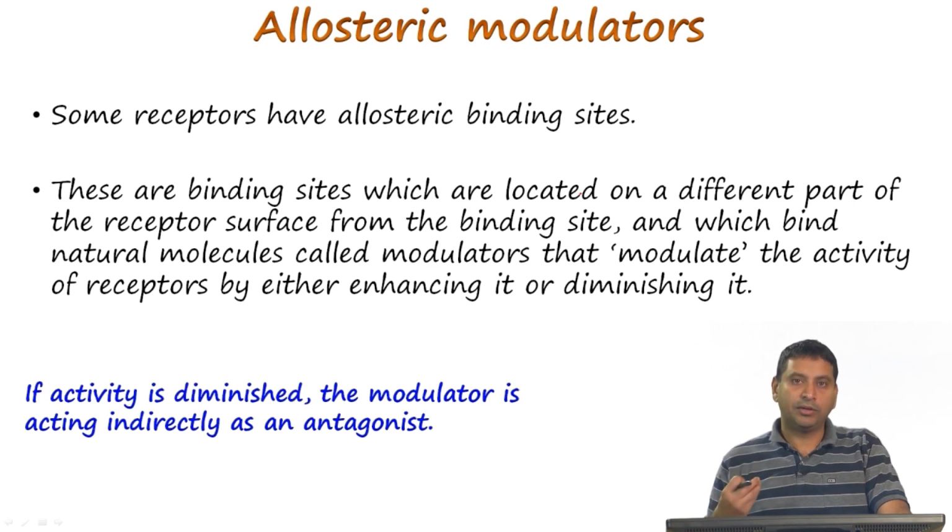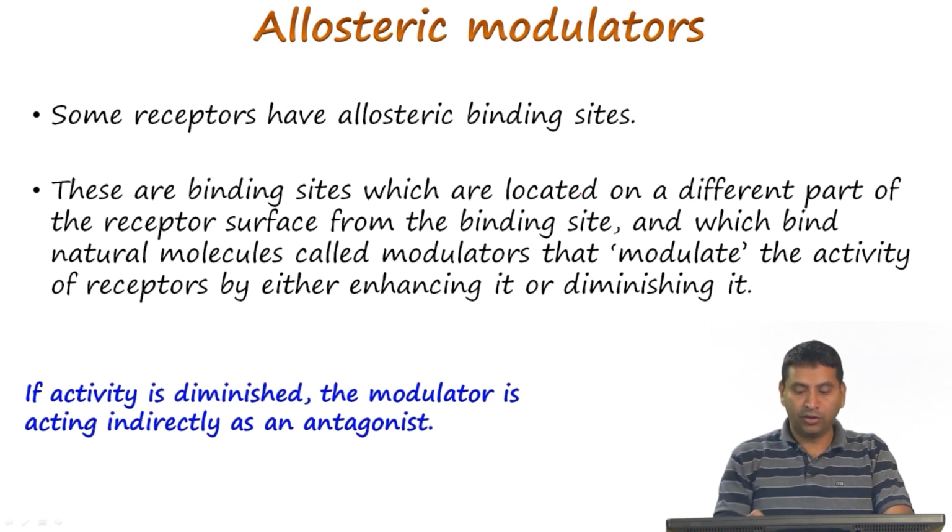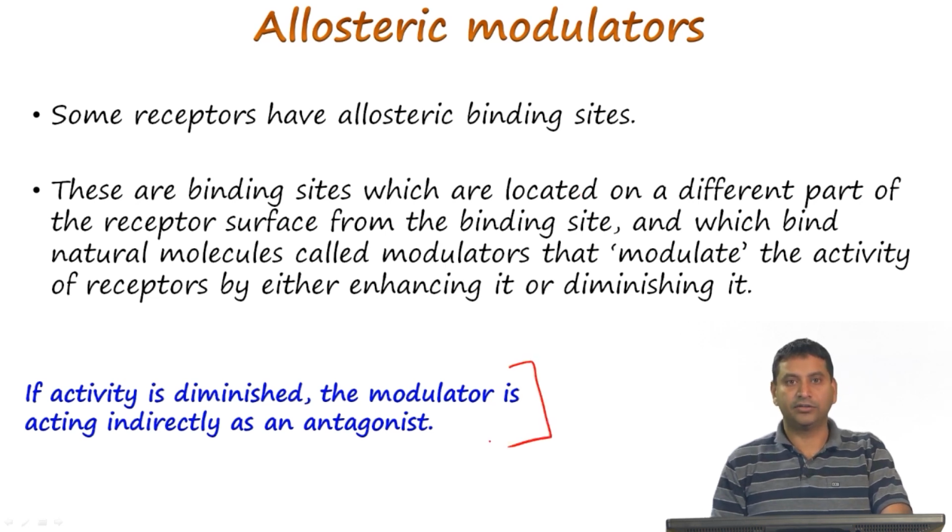These are binding sites located on a different part of the receptor surface from the binding site, which bind molecules called modulators. Because they bind, they have an allosteric effect which can either increase or decrease the effect of the receptor. If the activity is diminished, then the modulator is indirectly acting as an antagonist.